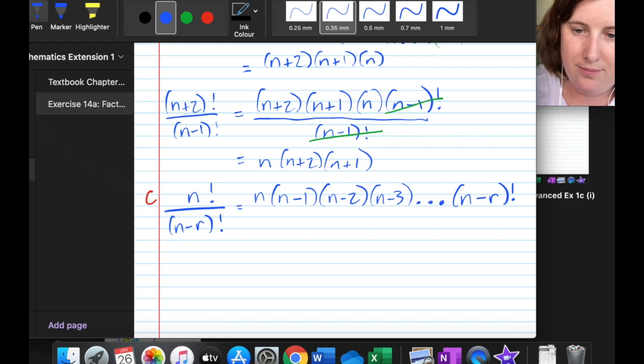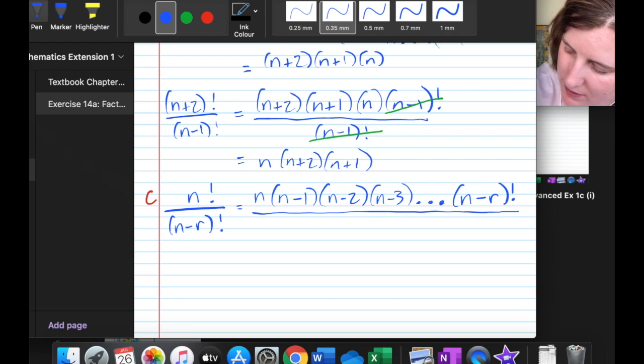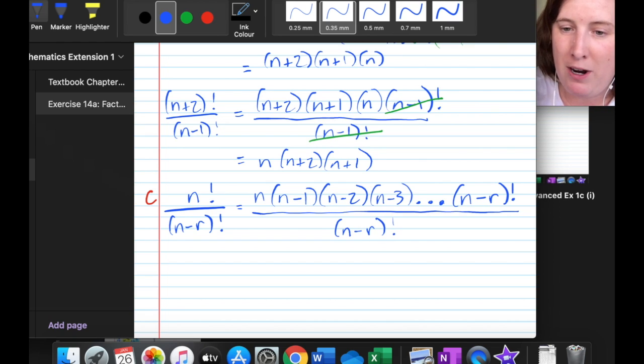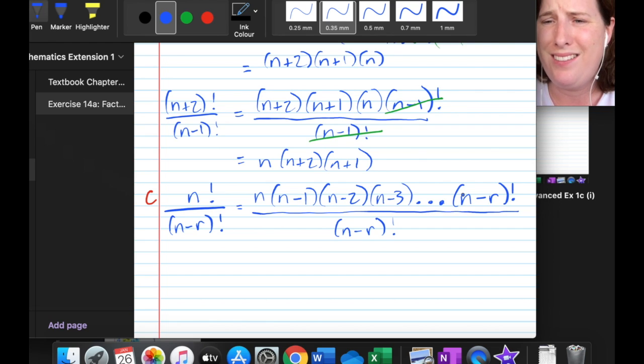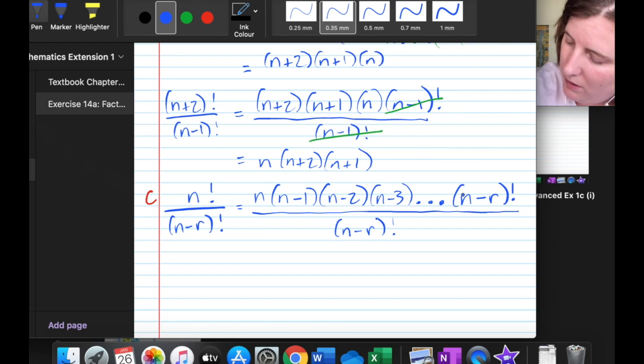R could have been 2, doesn't matter. All over n minus r factorial. I mean, I could keep writing this top line out, n minus r minus 1, n minus r minus 2, n minus r minus 3, all the way down to like 3, 2, 1. Why bother? We know how to deal with these. Okay.